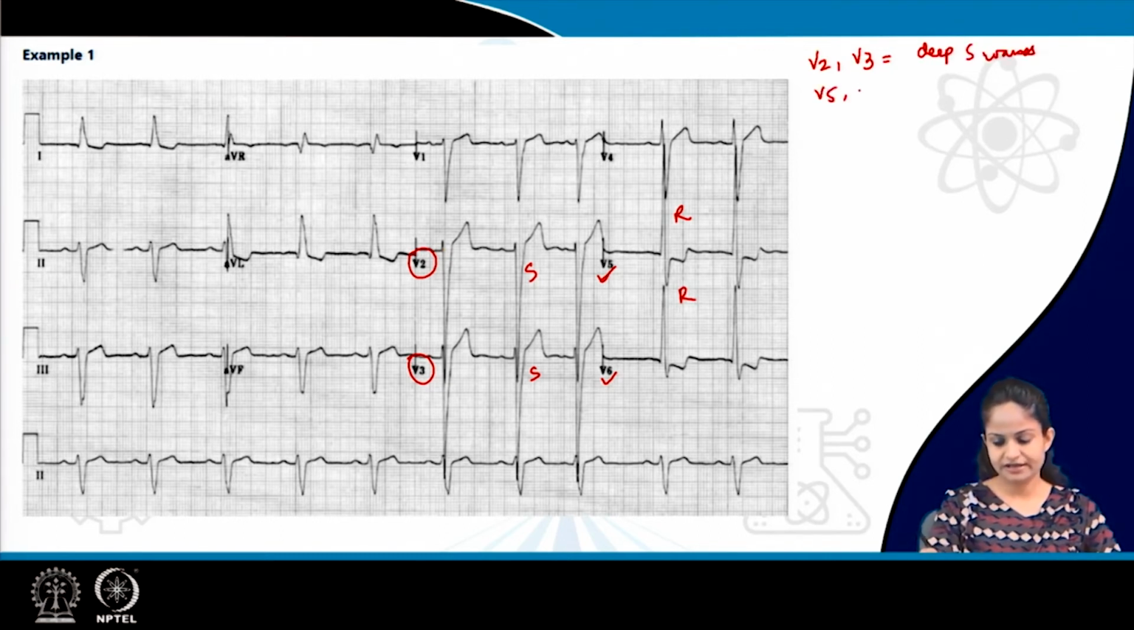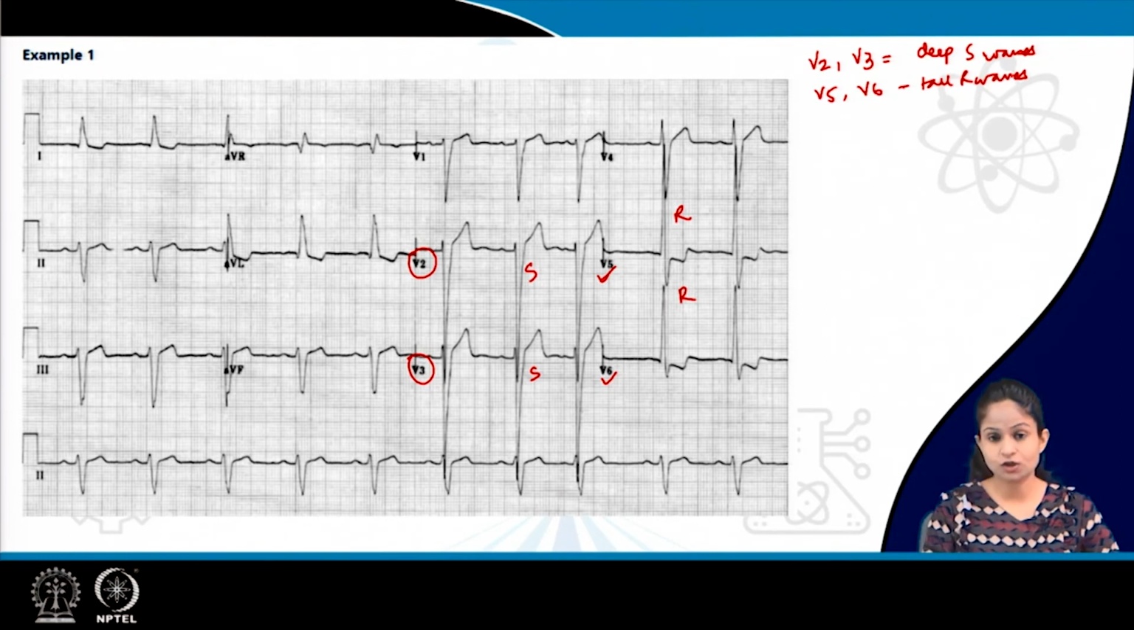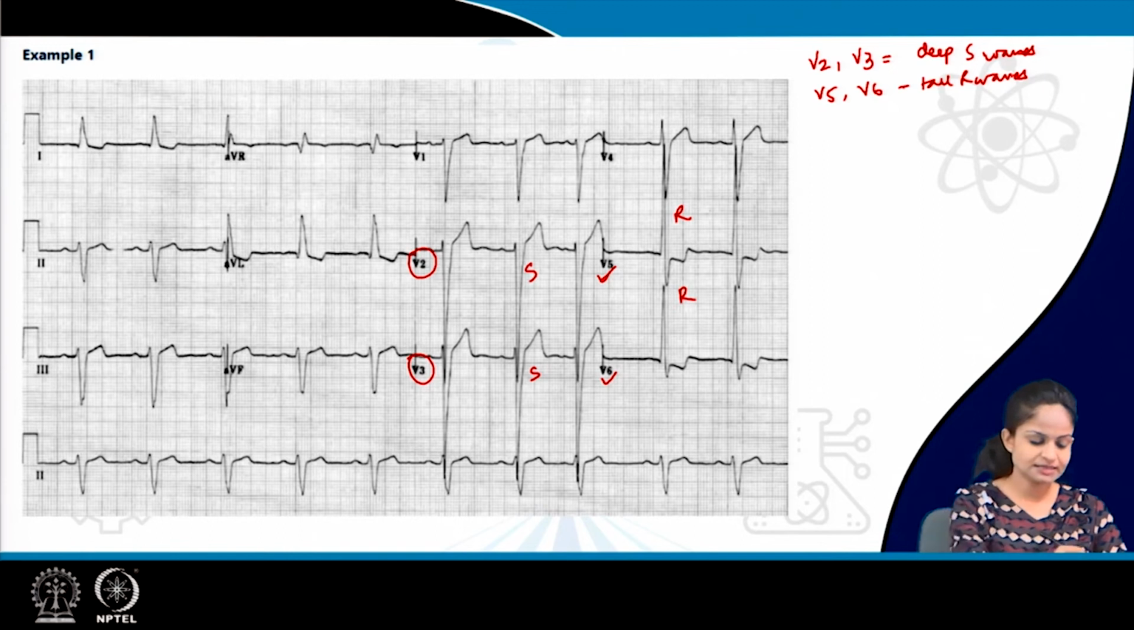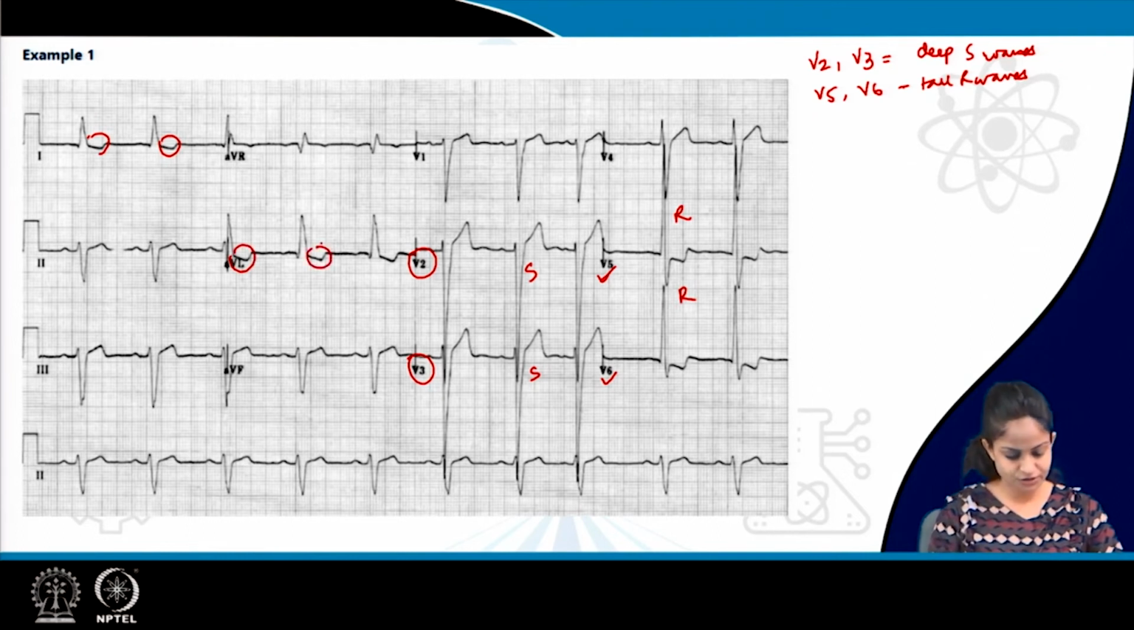Fine, in V5 and V6 we are getting tall R waves. Then what are the other changes we could see over here? There are secondary ST changes also. We can see the secondary ST changes in lead 1, and in AVL we can also see T wave inversion.